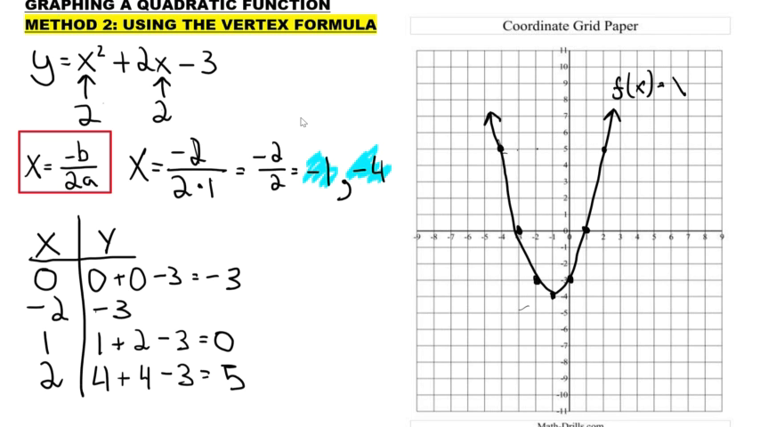F of x was x squared plus 2x minus 3. Let me know which method you like more, but I personally like the vertex formula because it just helps us know where the minimum or the maximum is. Always available to you guys if you need any help.